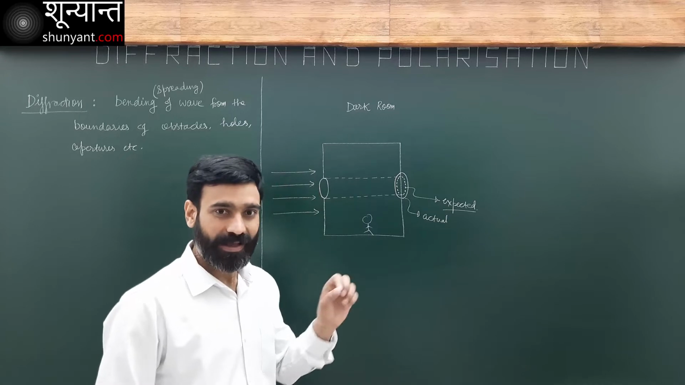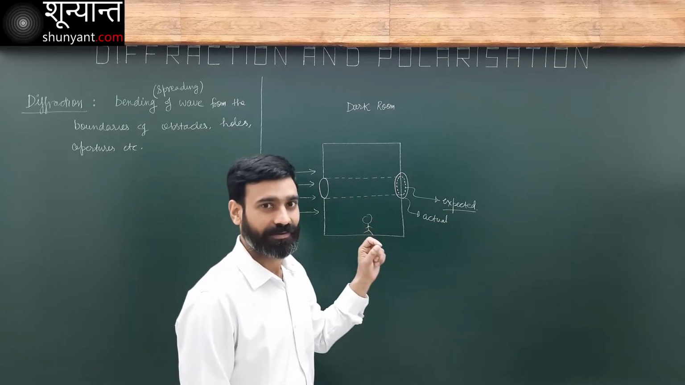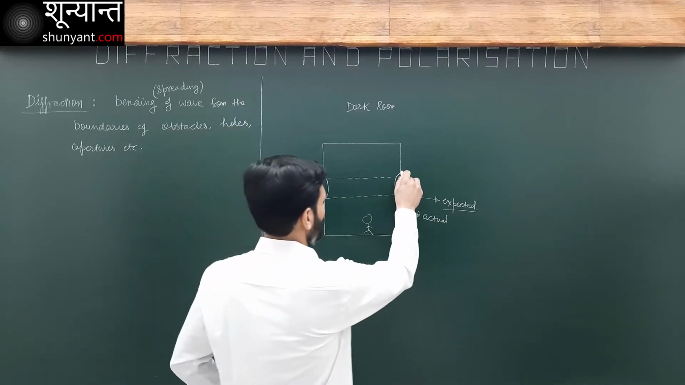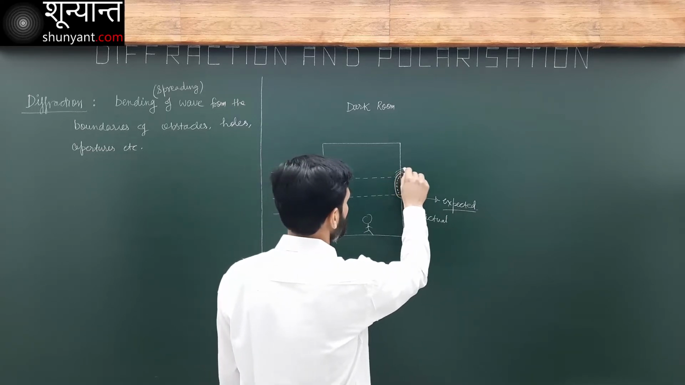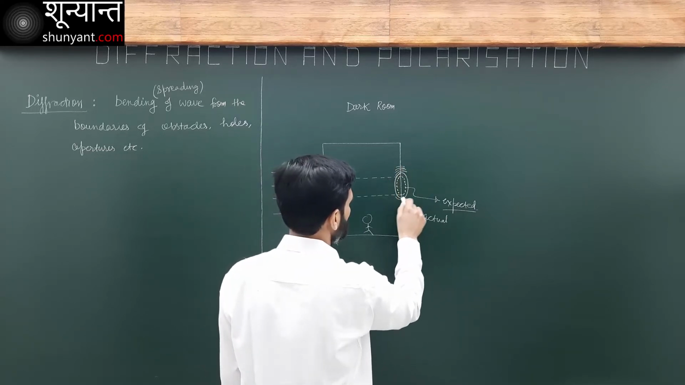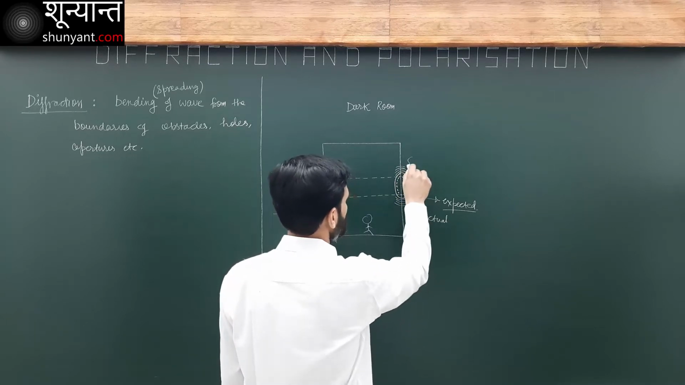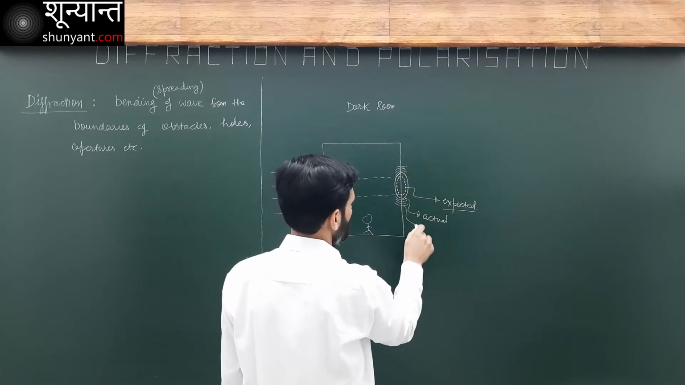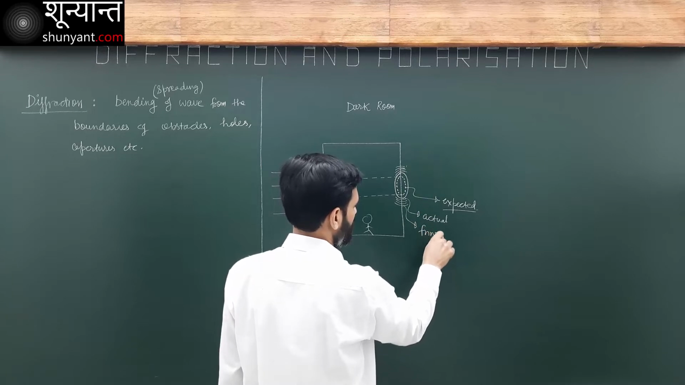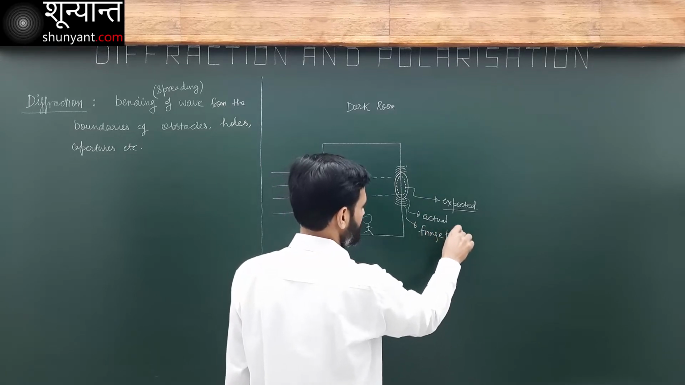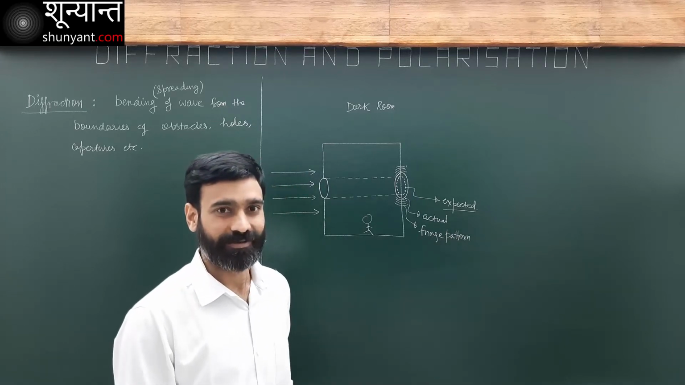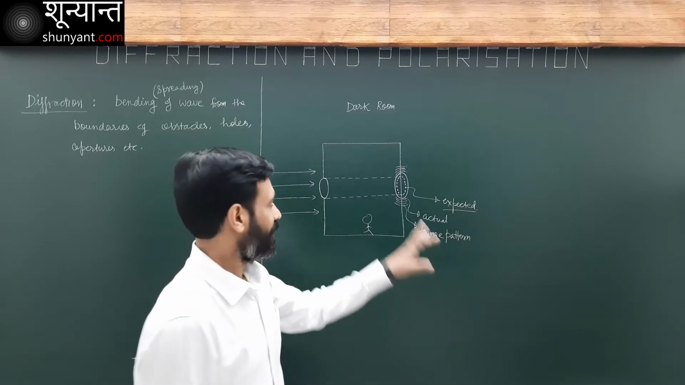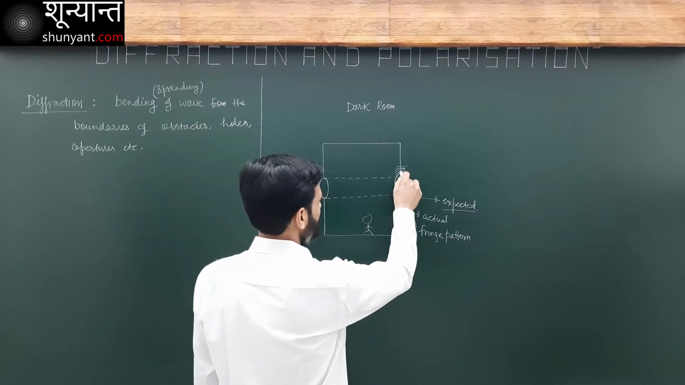And not only this, around this bright spot, I see a fringe pattern. Okay, this is the fringe pattern. This is very interesting. Unexpected, absolutely unexpected. The bright spot extends up to this point.